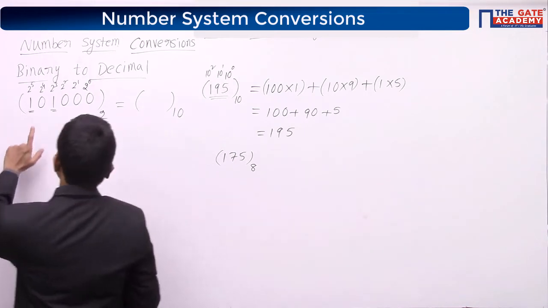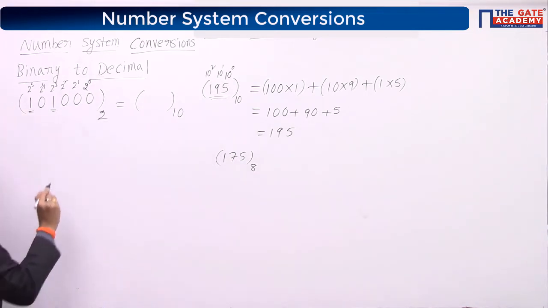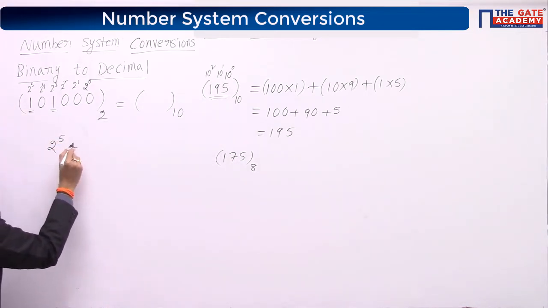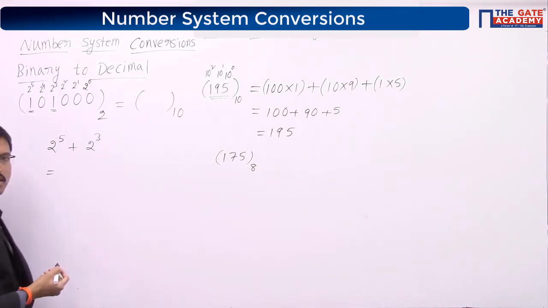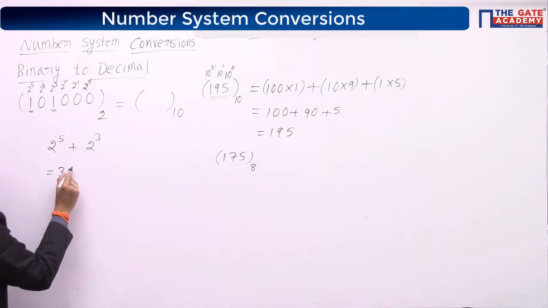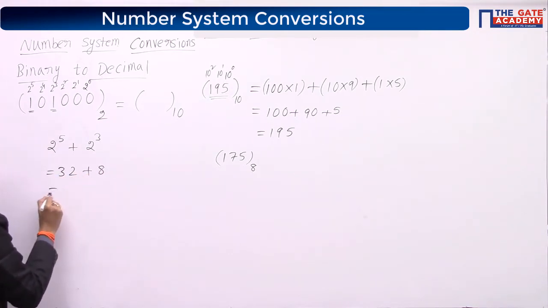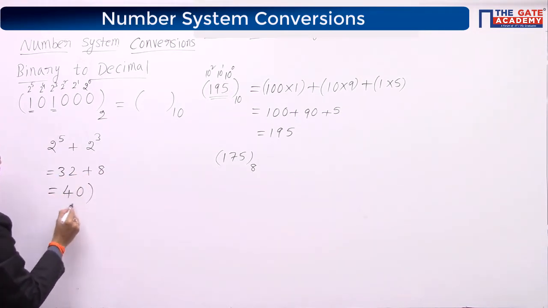Right? So here 1 is present in 2 positional weights, that is 2 power 5, and another one is 2 cube. Add these two, and you will get the resultant number in decimal. 2 power 5 is 32, 2 cube is nothing but 8. So 32 plus 8 is 40. So this is the decimal number.